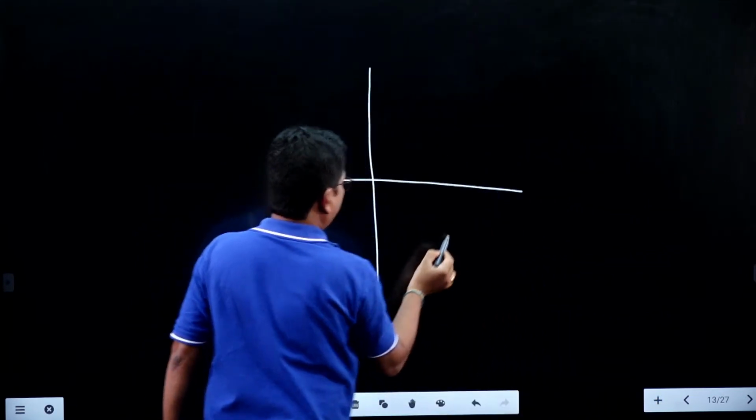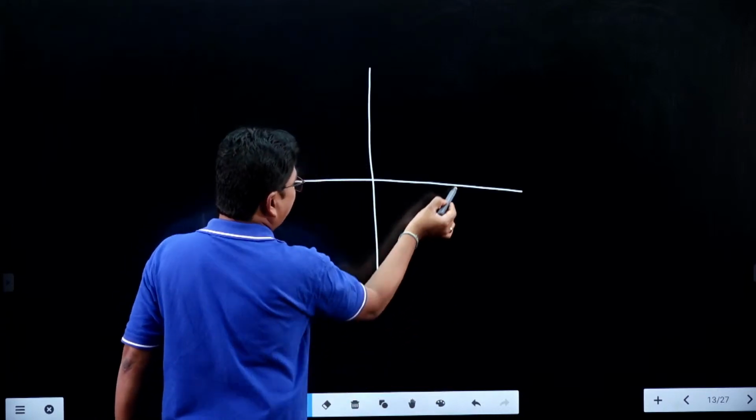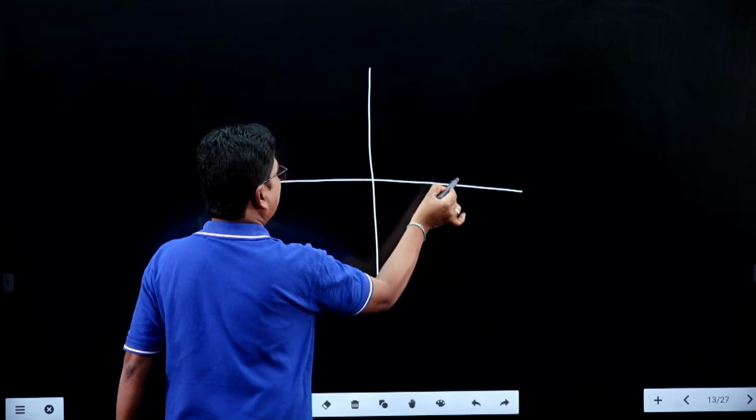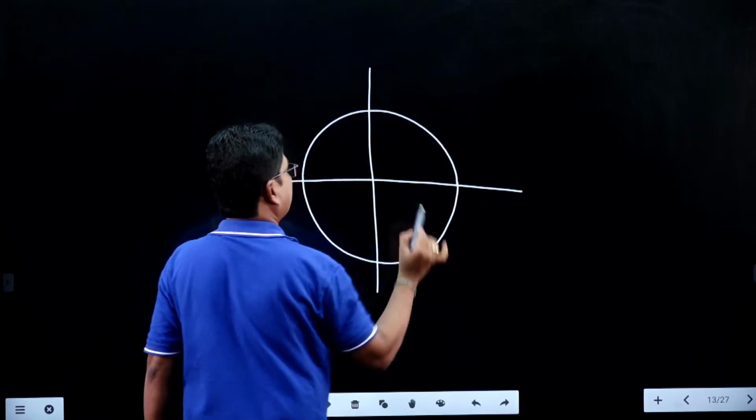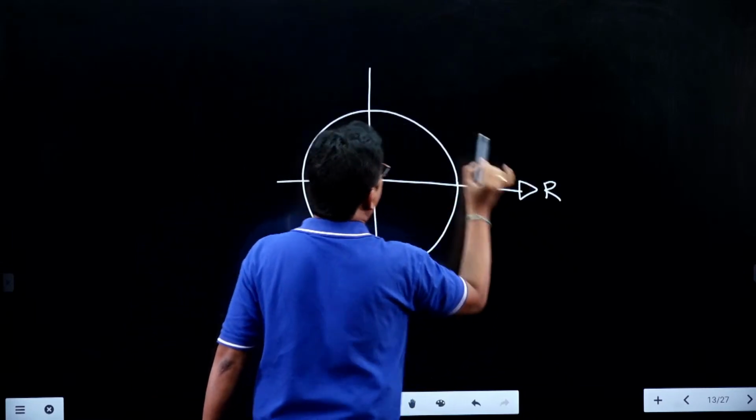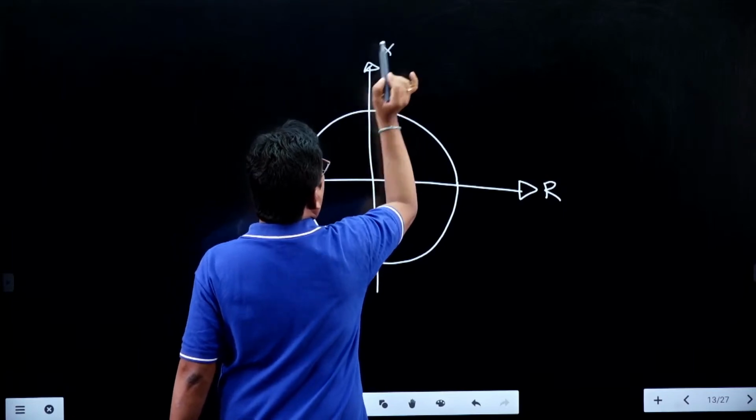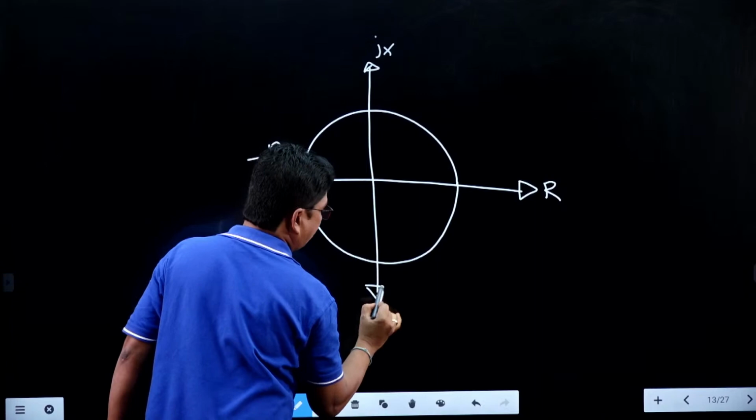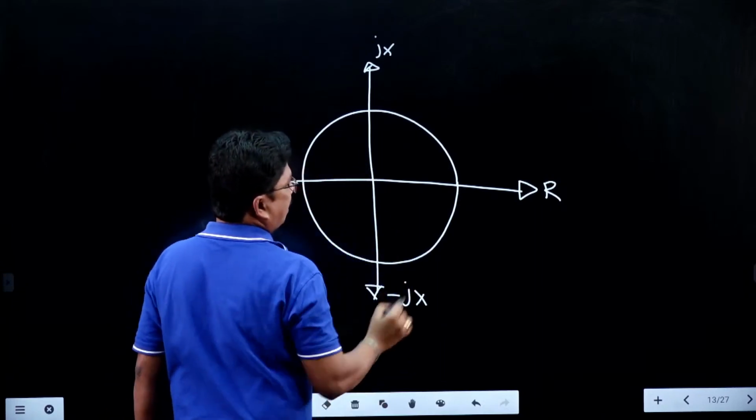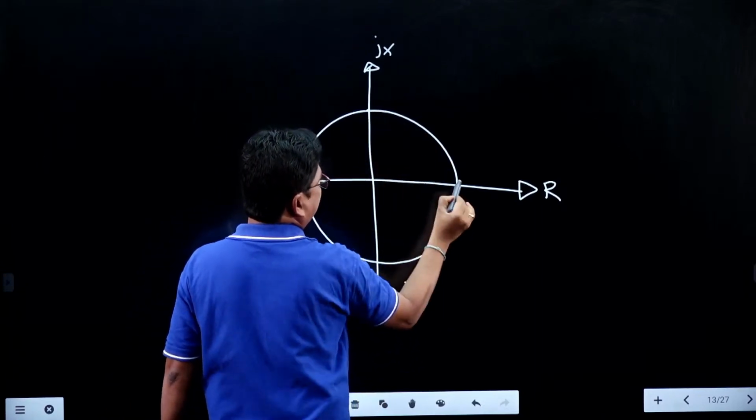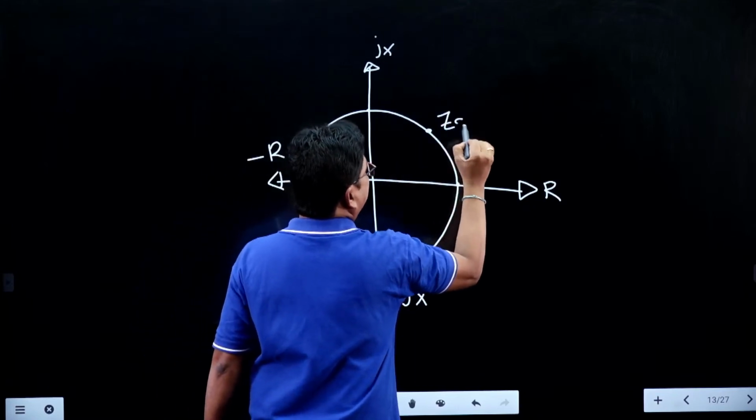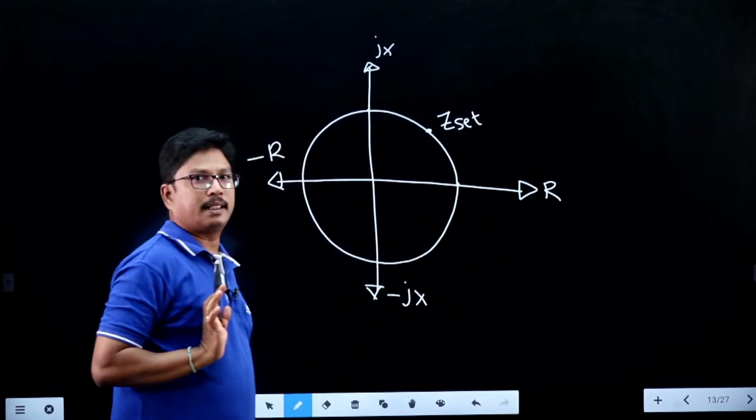See here. This is the characteristic of the impedance relay. This is the R axis. This is the imaginary axis. This will be the negative R axis. This will be minus jX. And what is this point? This point is nothing but the set impedance.